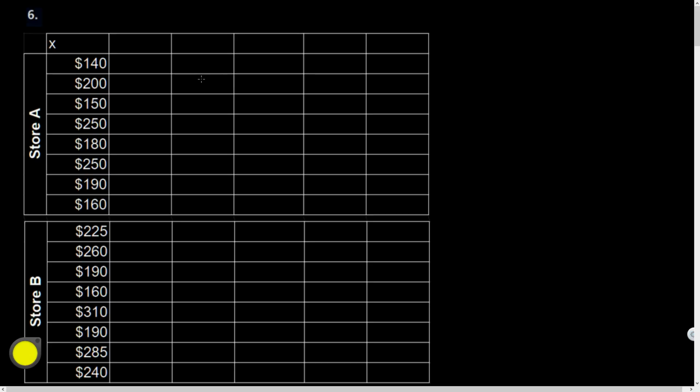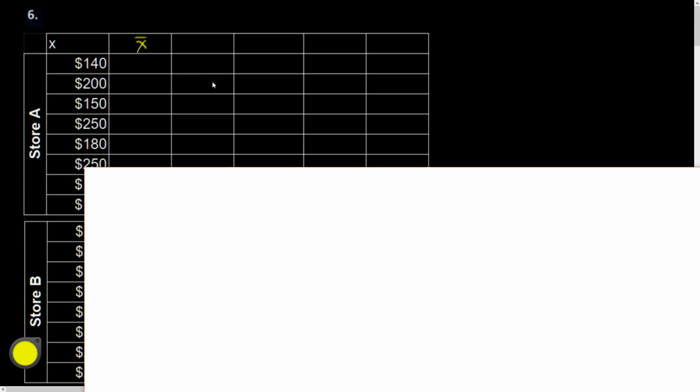Here's question 6. They were asking us to find the standard deviation between these two data sets. So the first thing I've got here is x, and the next thing I'm going to figure out is x bar. What's another name for x bar? What do I mean by that? It's the mean. That's right. That was amazing. That was beautiful.